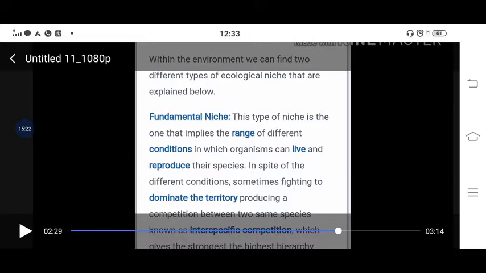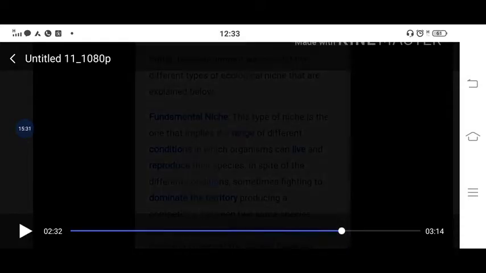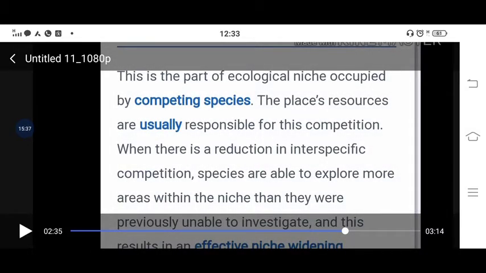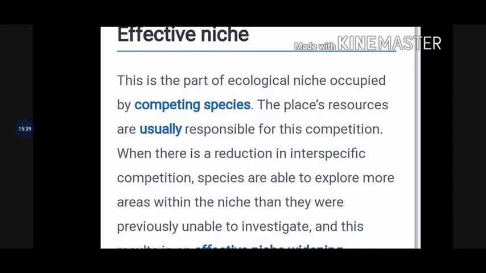The second one is the effective niche. The effective niche is actually the area where an animal performs its actual role. This is a part of the ecological niche occupied by the competing species. So this is the place where resources are usually responsible for the competition.